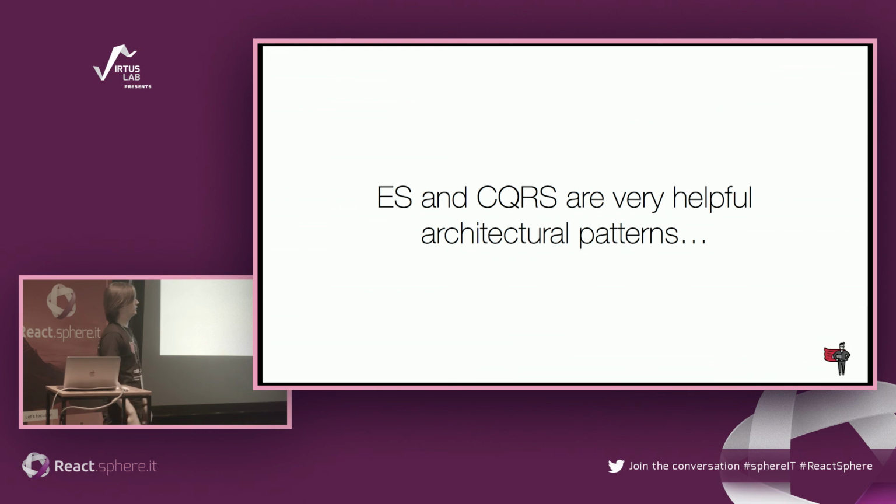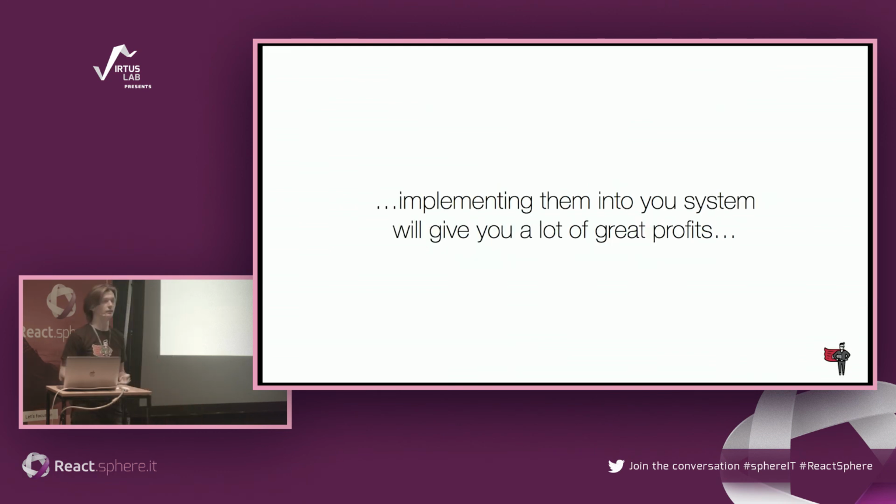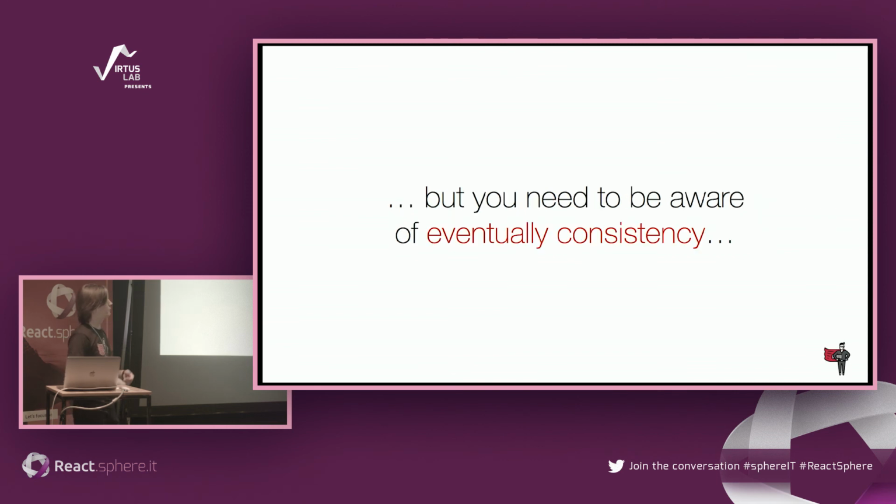So event sourcing and CQRS are very helpful architecture patterns, and implementing them in your system will give you a lot of profits, and they are very reactive. They allow you to do a lot of reactive stuff. You can separate them into different microservices. You have your model ready to be developed in the future. But you need to be aware of eventual consistency, because this is the most problematic.